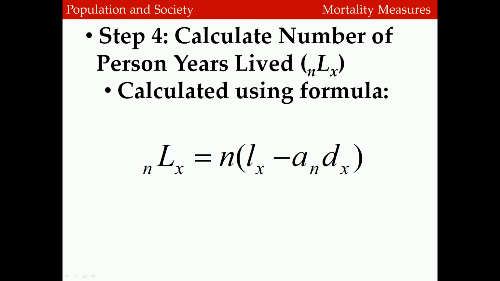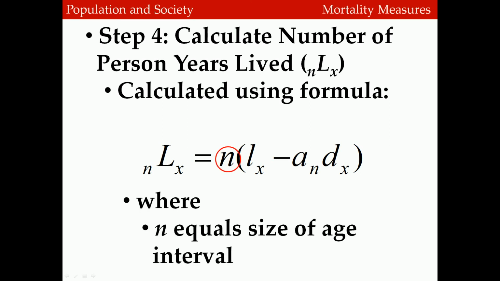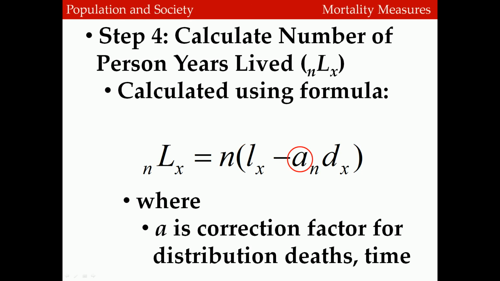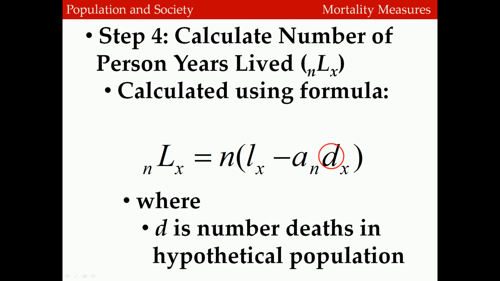And that's calculated again with a formula. The formula tells us to take n, which is equal to the size of the age interval. In most cases, that's 5. And we're going to multiply that value by little l sub x, which is just the number of people in the hypothetical population at that age interval, minus a, which is the correction factor that we used previously, and little d sub x, which is the number of people who die of the hypothetical population in that age range.